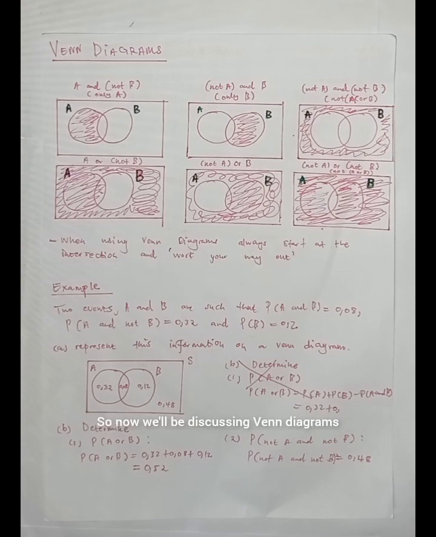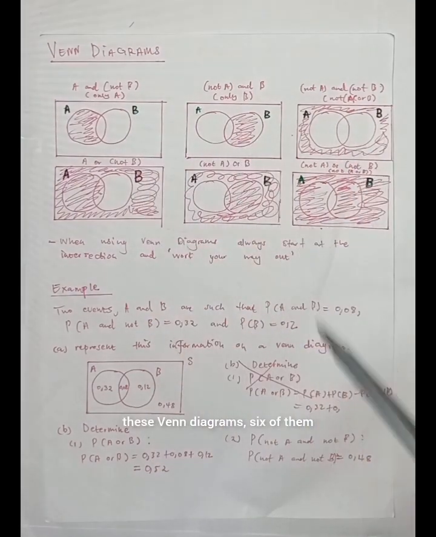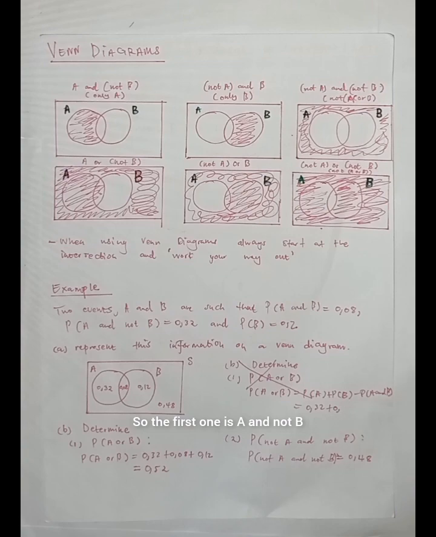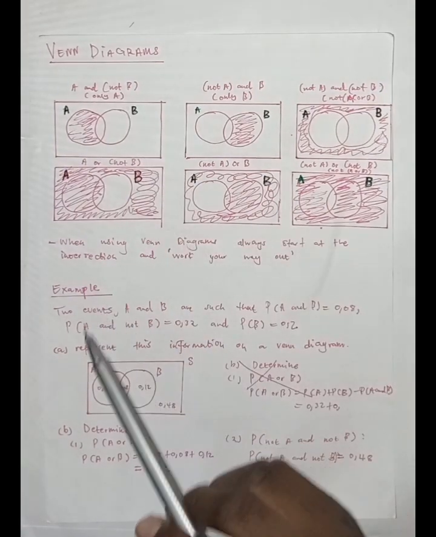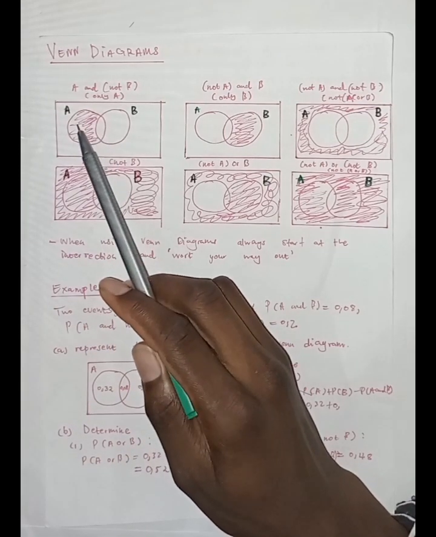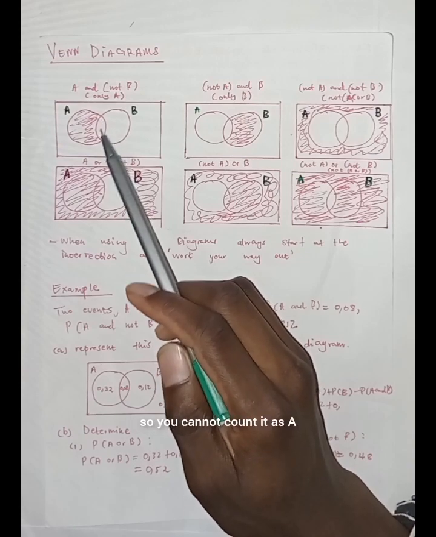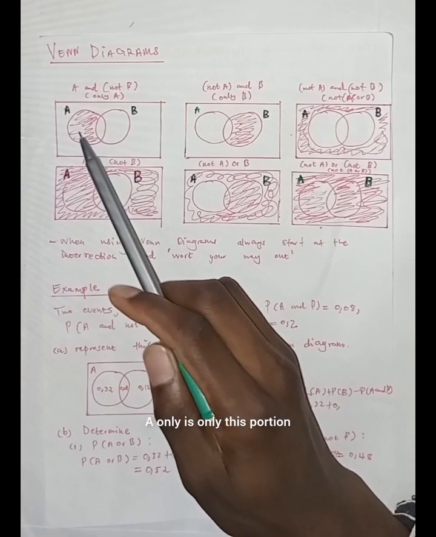Probability. So now we'll be discussing Venn diagrams. I have these over here, these Venn diagrams, 6 of them. The first one is A and not B, also known as only A. Why am I saying that? Because this shaded part only shows that this is A. Remember that this is A and B, so you cannot count it as A. A only is only this portion.